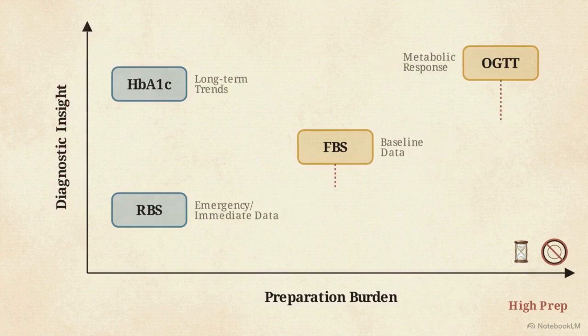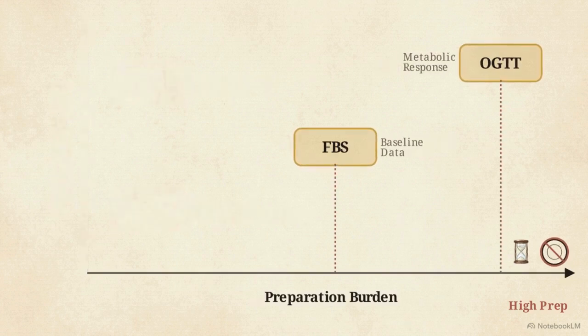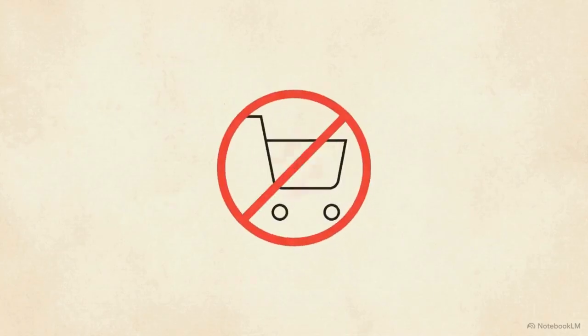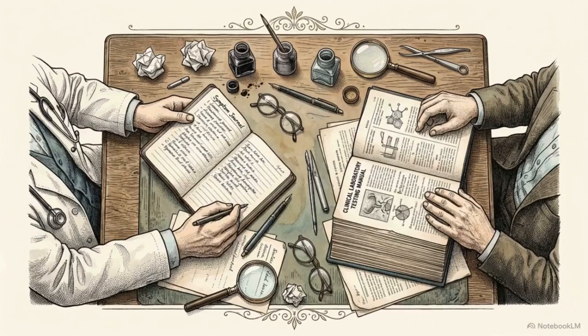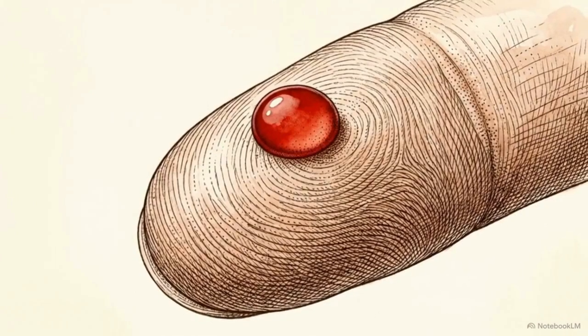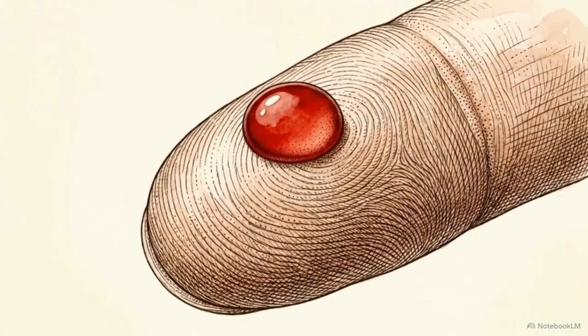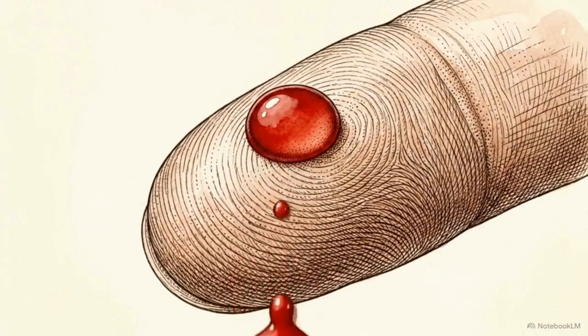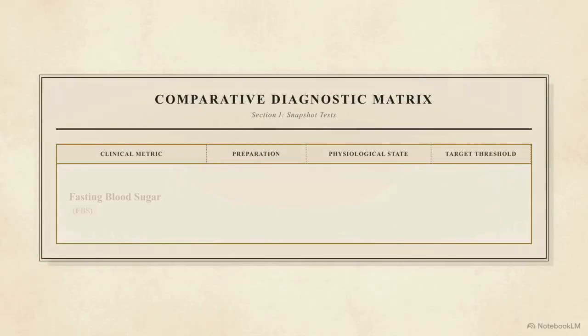To solve this, we have to map out the exact preparation burden and the specific clinical purpose behind each of these 4 tests. Medical testing is not a consumer choice. It is a strategic match between the symptoms you are feeling today and the correct diagnostic pathway. We start with the snapshot tests. These diagnostics reveal your blood sugar level at the precise second the blood is drawn from your arm. This matrix breaks down the requirements.